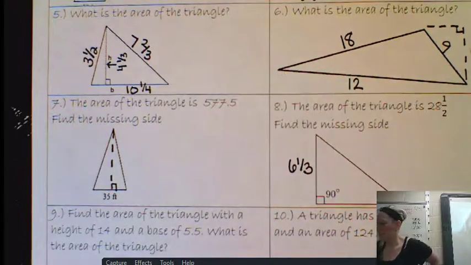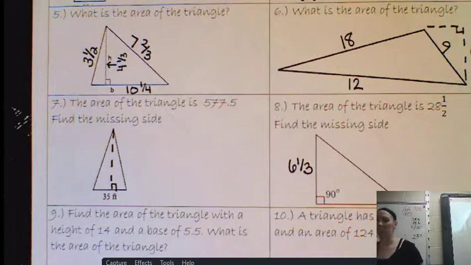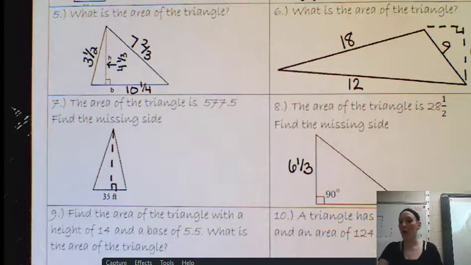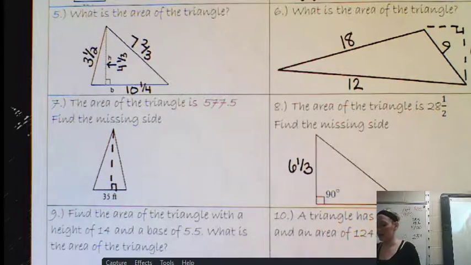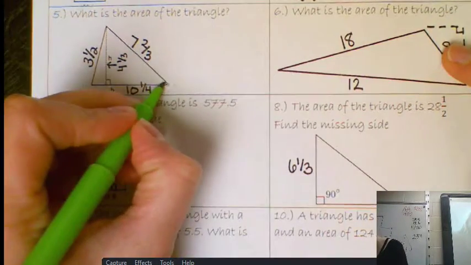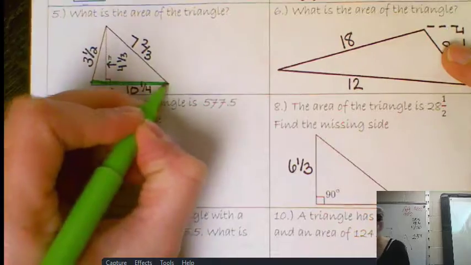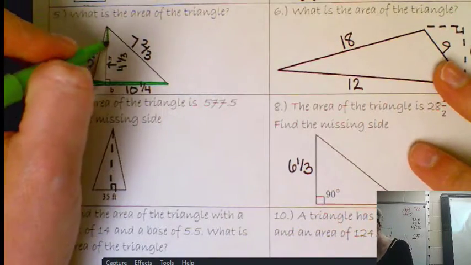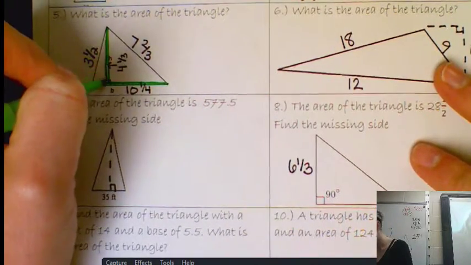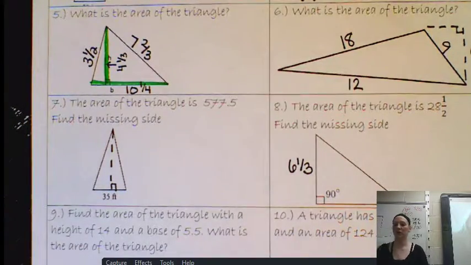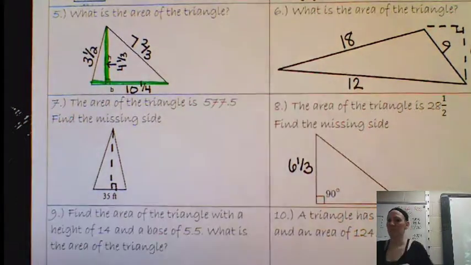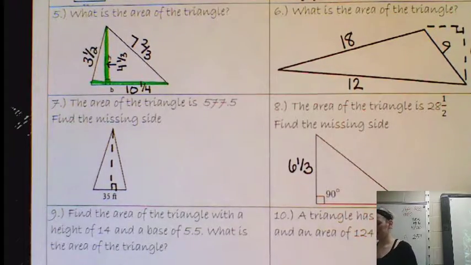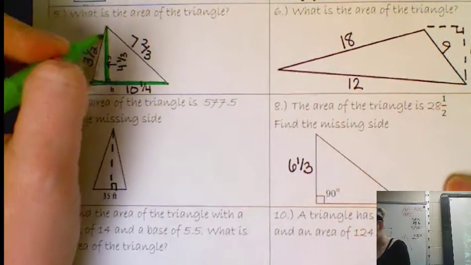When looking at example number 5, remember we've been looking for the base and the height. So I want you to start asking yourself, where is our base and where is our height? Our base is right here at 10 1/4. And our height is right here. Remember, you're always looking for where it is. So this one's our base, this one's our height.